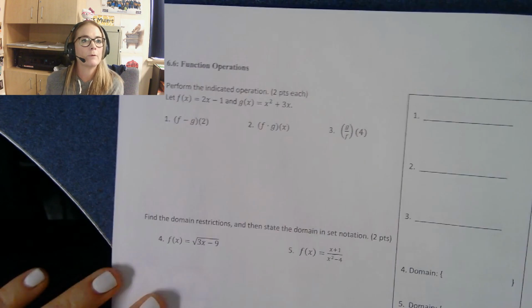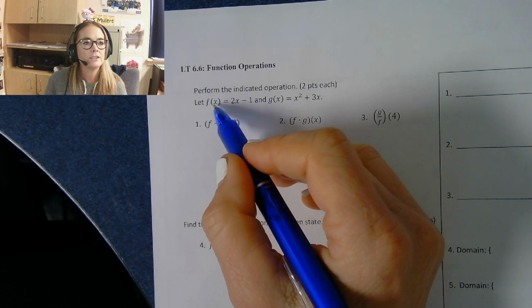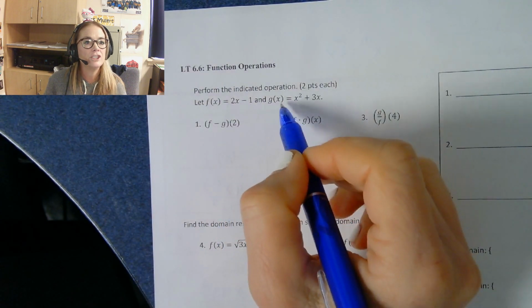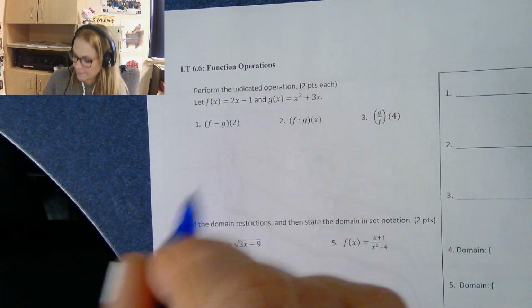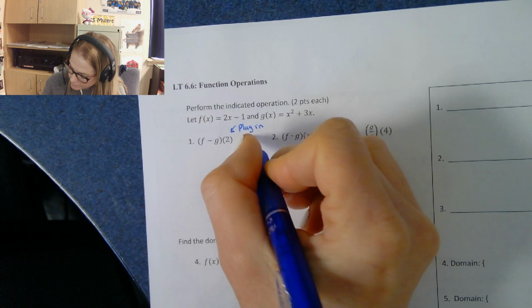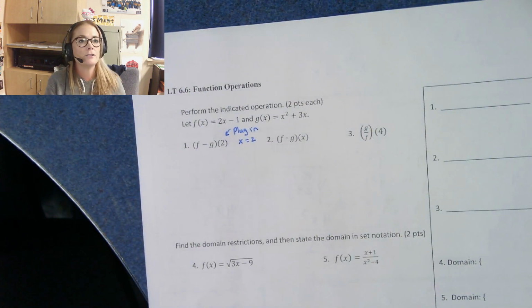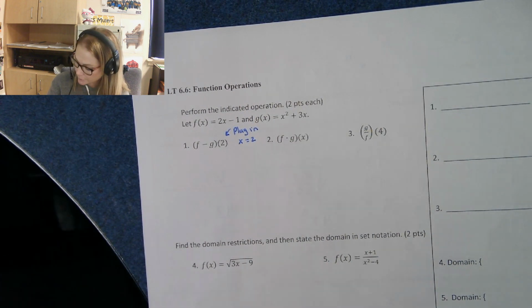Okay, so function operations. All right, perform the indicated operation. Okay, so we have a function that's called f, a function that's called g, and this is just telling us to subtract f and g and then plug in. This is your plug-in. So you could plug 2 into f and see what that is, you could plug 2 into g and see what that is, and then subtract that, or you could subtract f and g and then plug 2 into that result. It's just whichever you want to do first. It's kind of personal preference there.